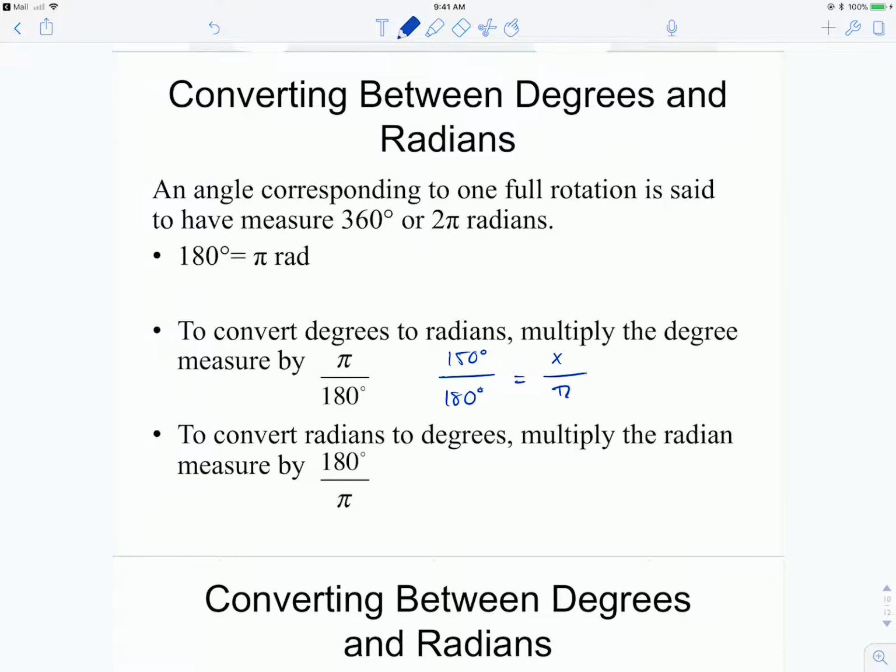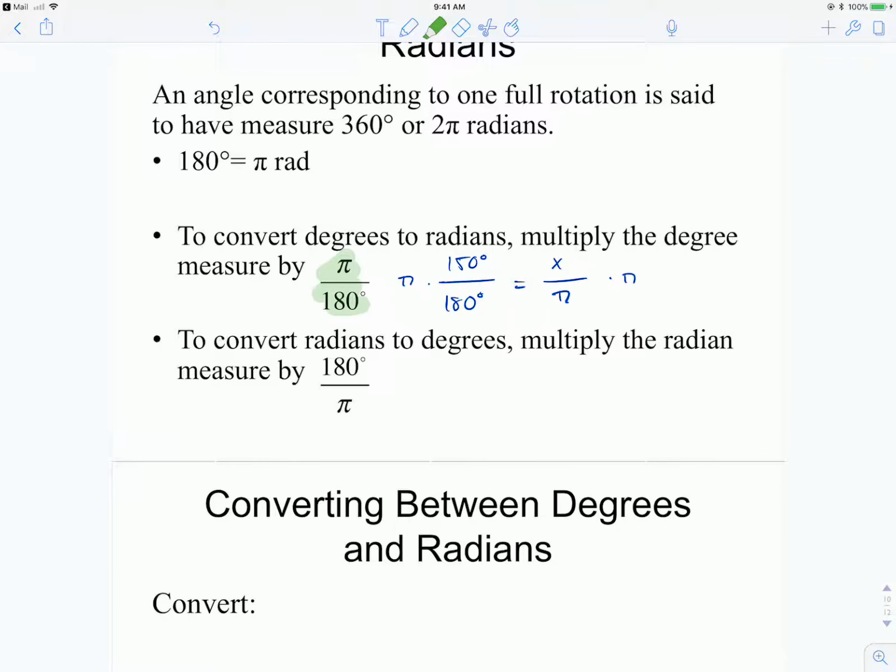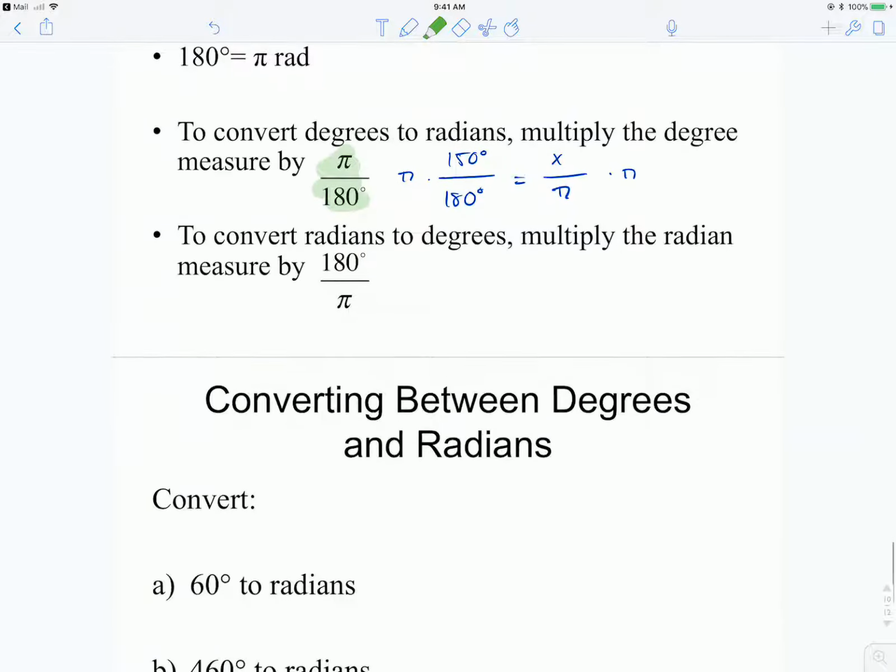Okay, and where x would be the angle in radians, you can see that I'd end up having to multiply by pi on each side of the equation here. So essentially I'm multiplying by pi over 180 degrees to convert from degrees to radians. And the same thing if I want to go from radians to degrees: I would set up a proportion, and I end up multiplying the angle that's in radians by 180 degrees over pi.